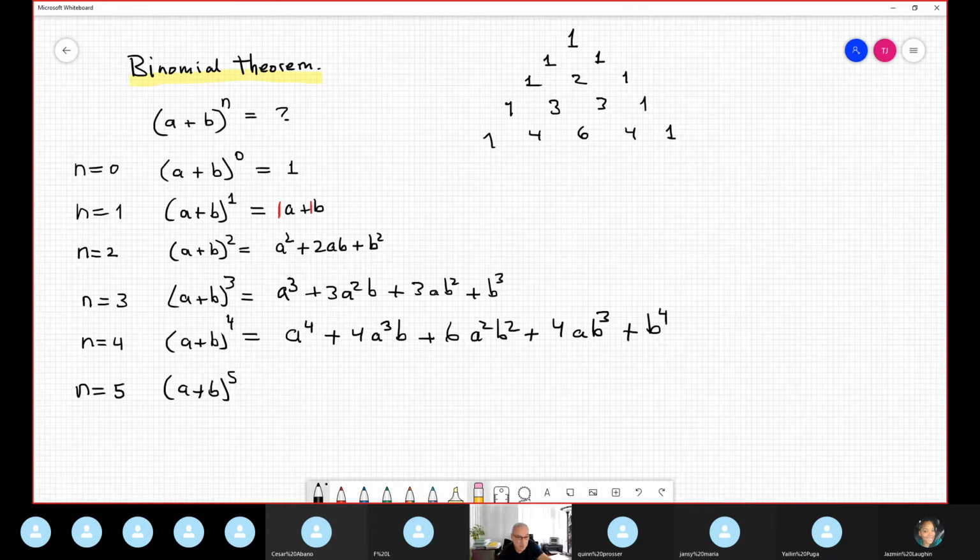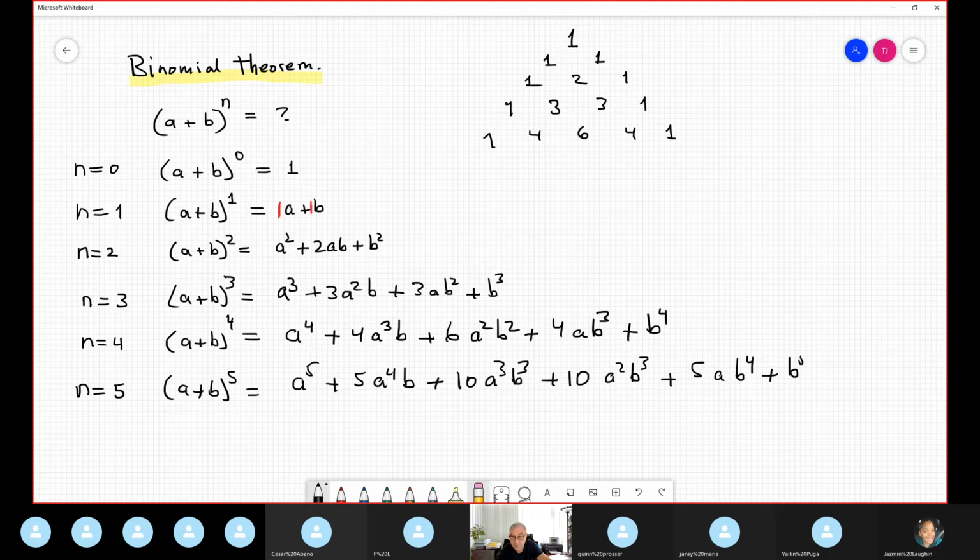Okay, one more to the 5th power and stop, because I realize very well where the mathematical law is. Now the 5th power is a to the 5th power plus 5 a to the 4 power b plus 10 a cubed b squared plus 10 a squared b cubed plus 5 ab to the 4 plus b to the 5. I copy the coefficients. Es 1, es 5, es 10, es 10 again, repetition, 5 and 1. Okay, stop. So I see the regularity.